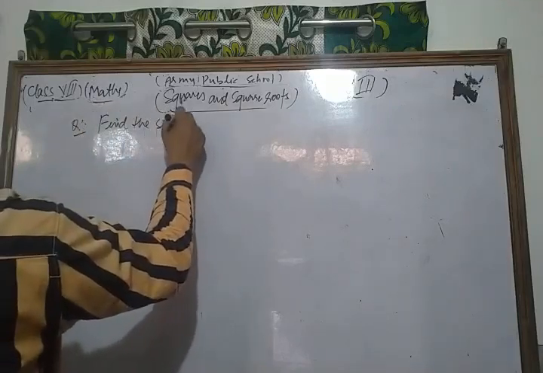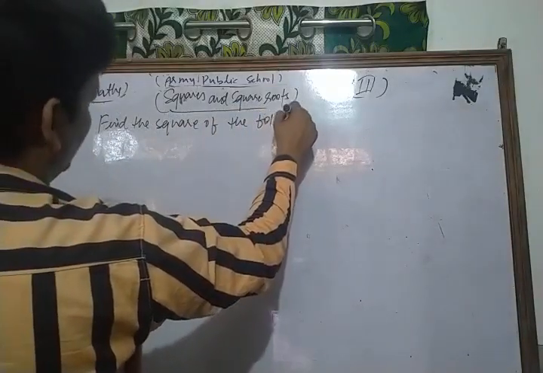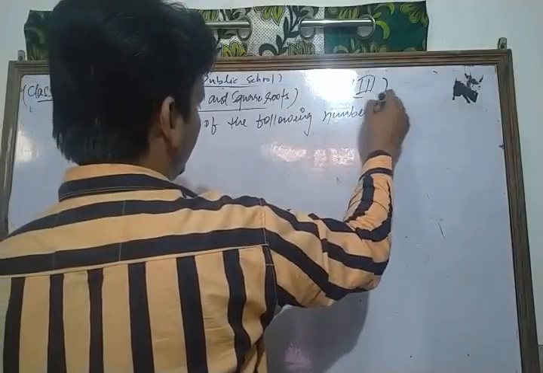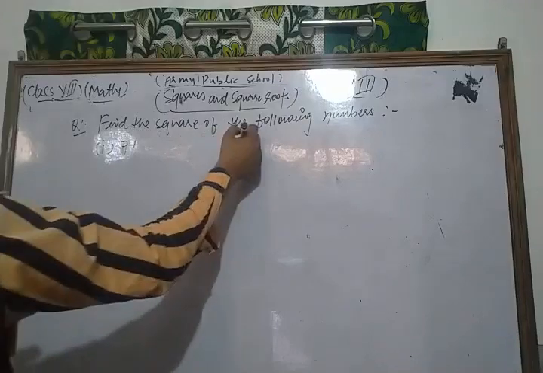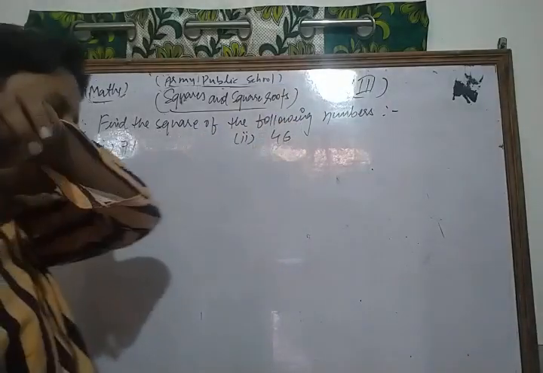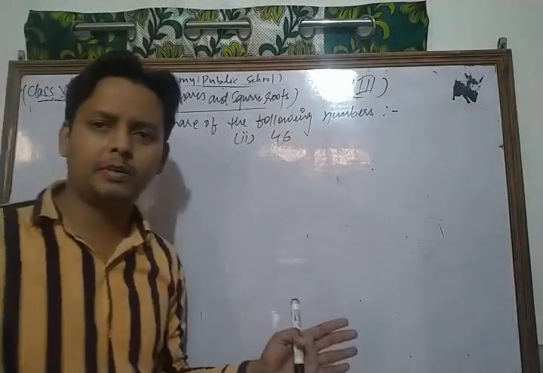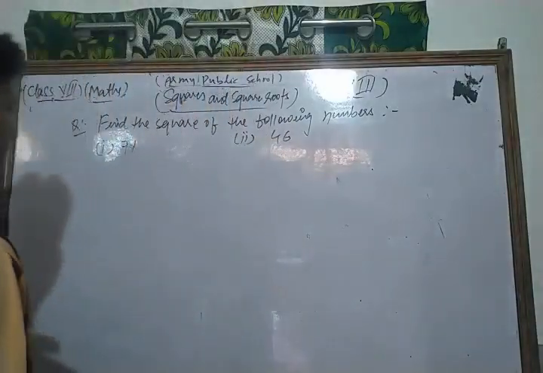Find the square of the following numbers. Your first number is 71, and the second one is 46. They said to find the square of the given numbers with the help of the identity. And you know that there are two very important identities.